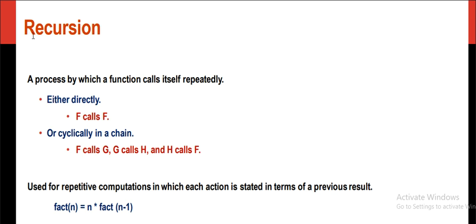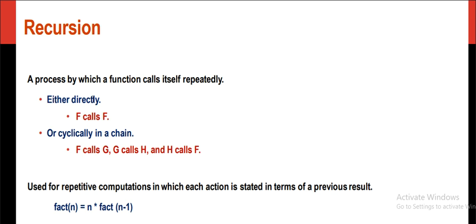Let's go into the video. So students, our topic is about recursion in C. First we are going to see what is recursion. It is a process by which a function calls itself repeatedly. Means students, if a function calls itself, it is called recursion.